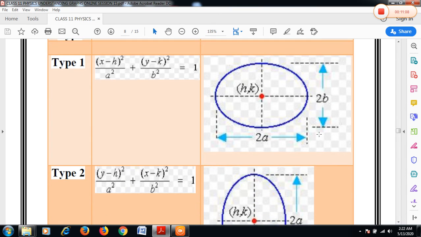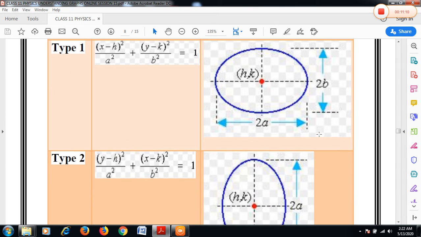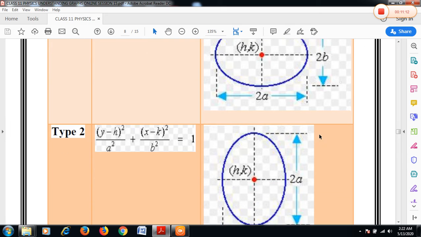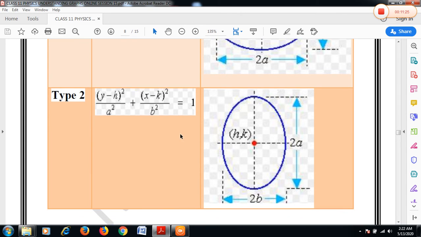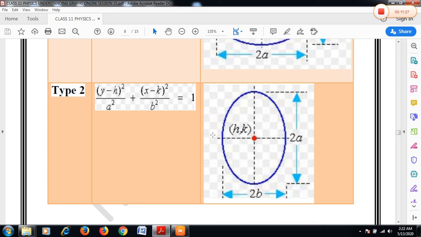And here is the type 2 shifted ellipse, having the center shifted to the point (h, k). The equation of this type of ellipse is (y minus h) whole square by a square plus (x minus k) whole square by b square equals 1. Here it is the type 2 shifted ellipse, having its center shifted from (0, 0) to (h, k). Here 2b is the minor axis and 2a is the major axis length.